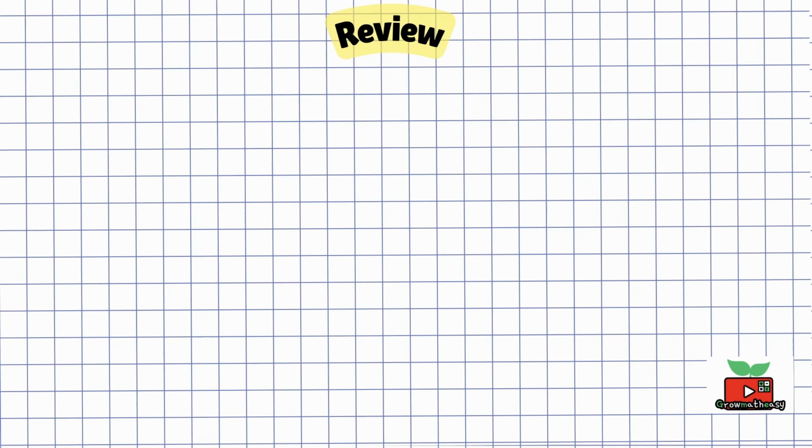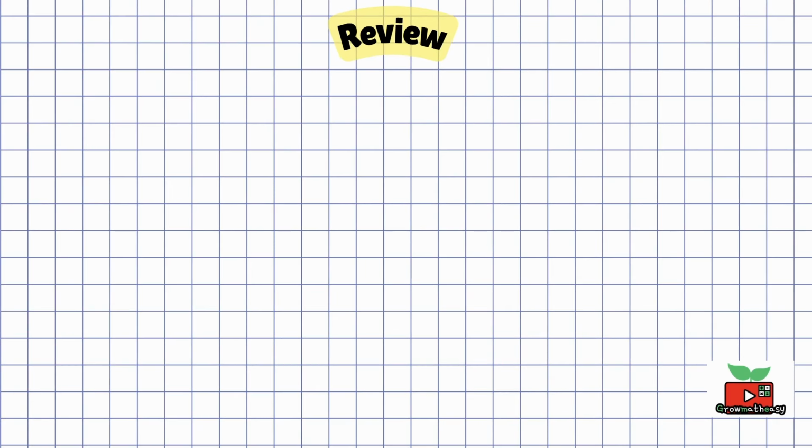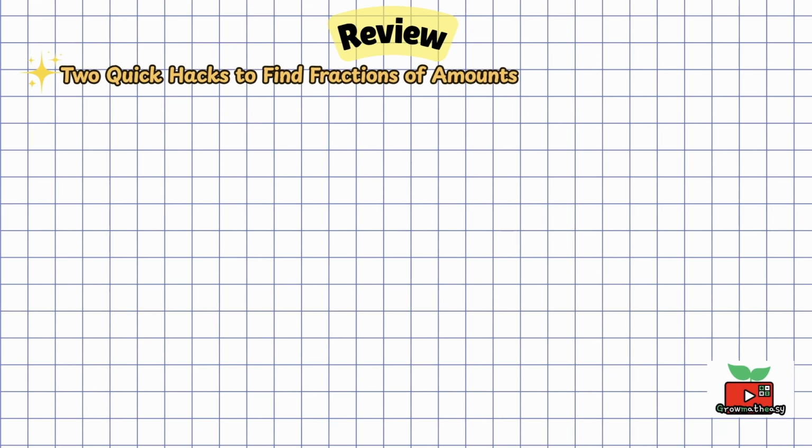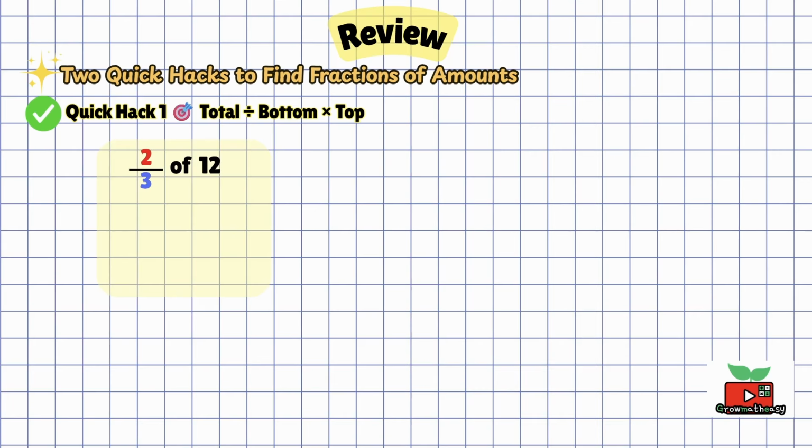Let's review what we have learned today. There are 2 quick hacks to find fractions of amounts. Quick hack 1. Divide the total by the bottom number, then multiply by the top number. For example, 2/3 of 12 equals 12 divided by 3, then multiply by 2, which equals 8.